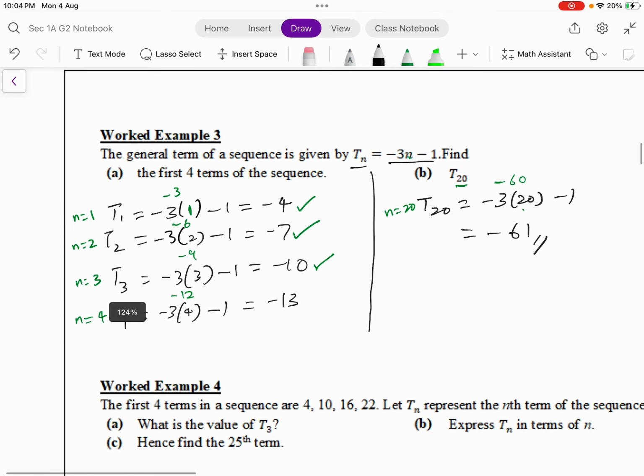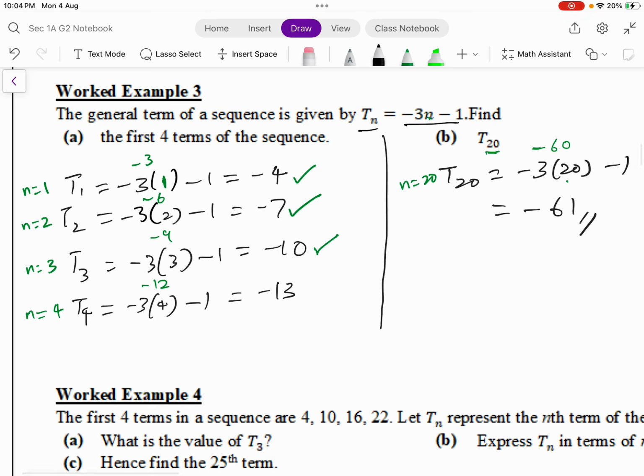So let's look at the first example 3. Now they give you the equation already. So Tn equals 3n minus 1. They ask you to find the first 4 terms. First 4 terms meaning, what is the first place? First place, n equals 1. I sub n as 1. I multiply, I get 3 minus 1, which is 2.